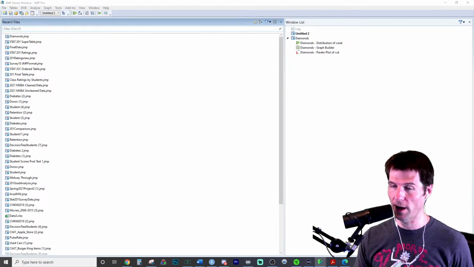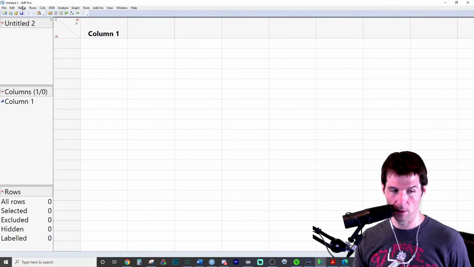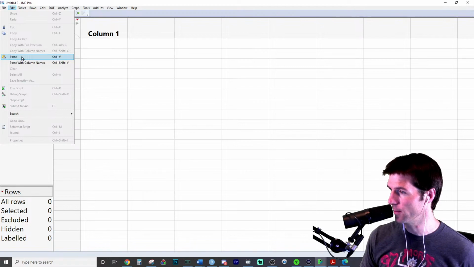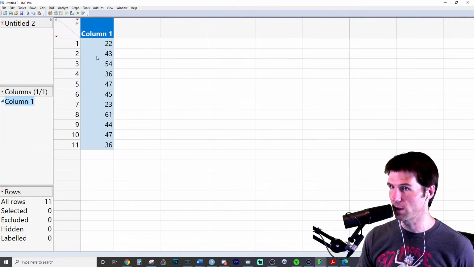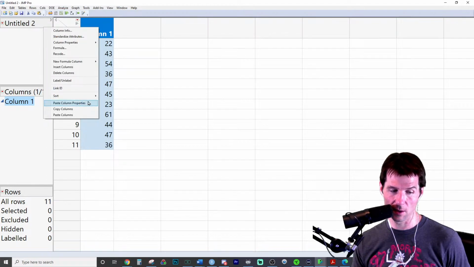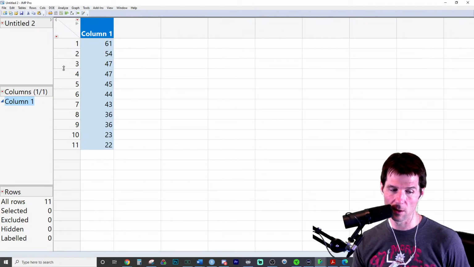So with the data table now open, we're going to go right here and go to Edit, Paste, and just paste it in. It does not have column names. Now that we've pasted it in, we have the data. Here's what we can do right now. We're going to go here and right-click and go to Sort and Sort Descending. We'll take a look at this here in a moment.